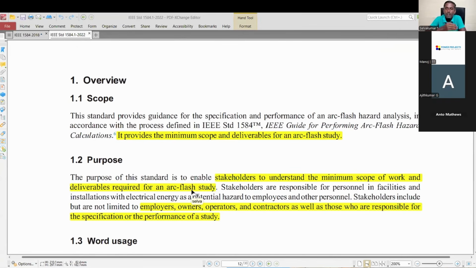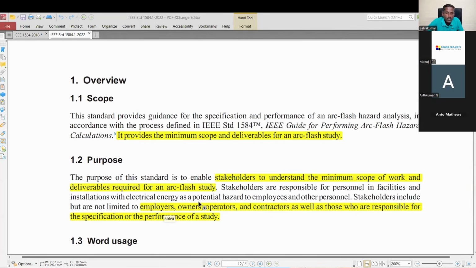So when a facility owner appoints a consultant to perform arc flash hazard calculations as a part of this arc flash study, what are the minimum deliverables which are required? That's what the standard defines. Stakeholders are those responsible for personnel in facilities and installations with electric energy as a potential hazard to employees and other personnel. Stakeholders include but are not limited to employers, owners, operators, contractors, as well as those responsible for the specification or performance of a study, which is a consultant.